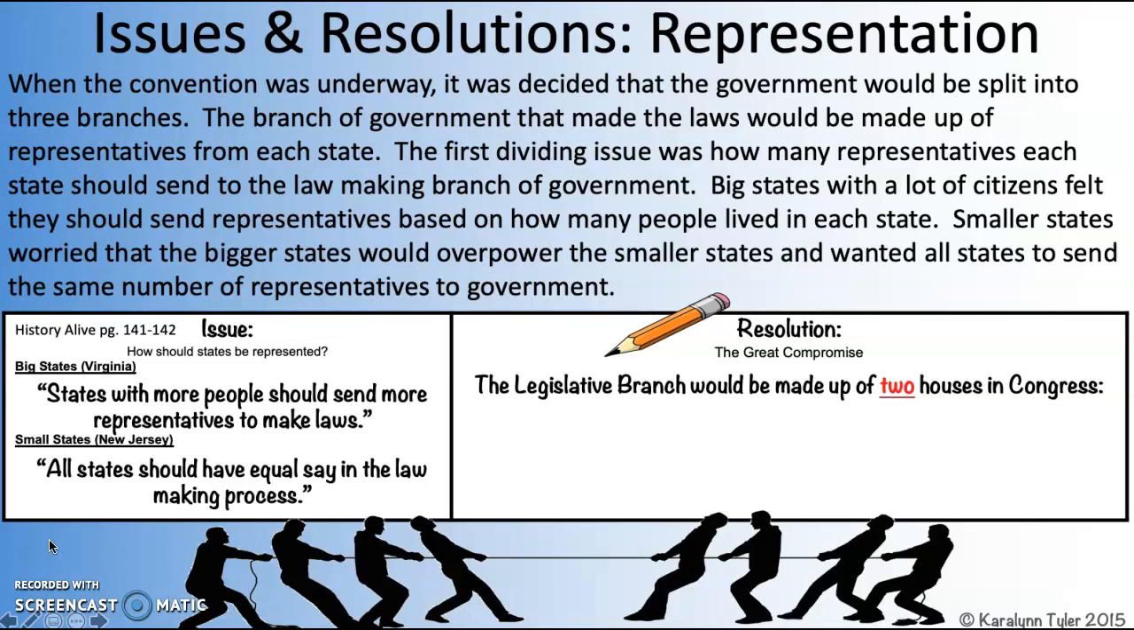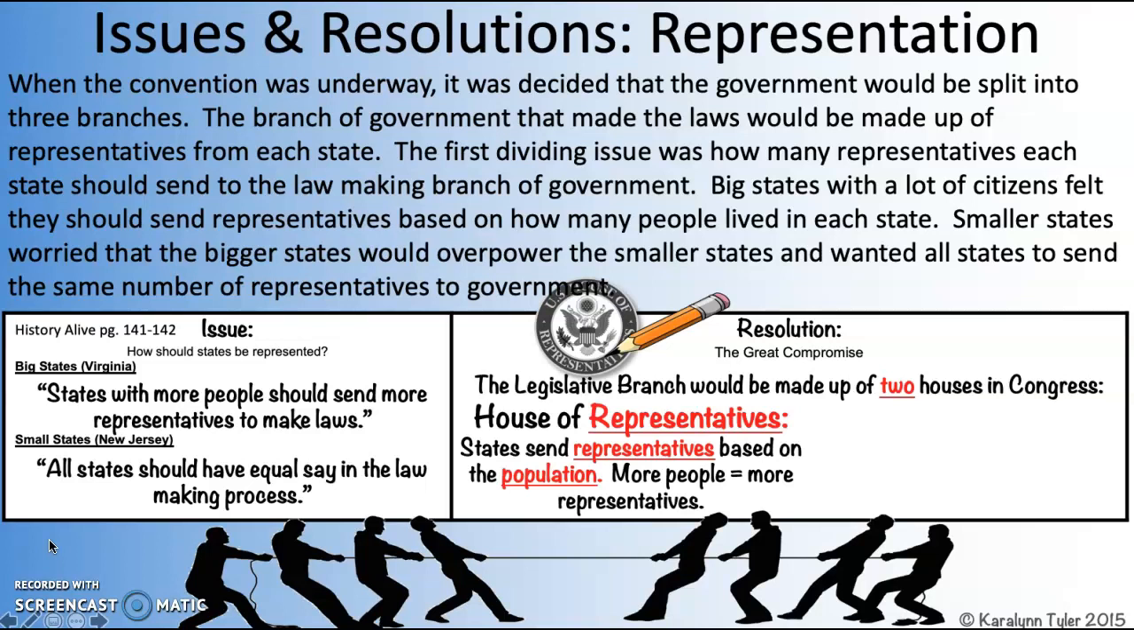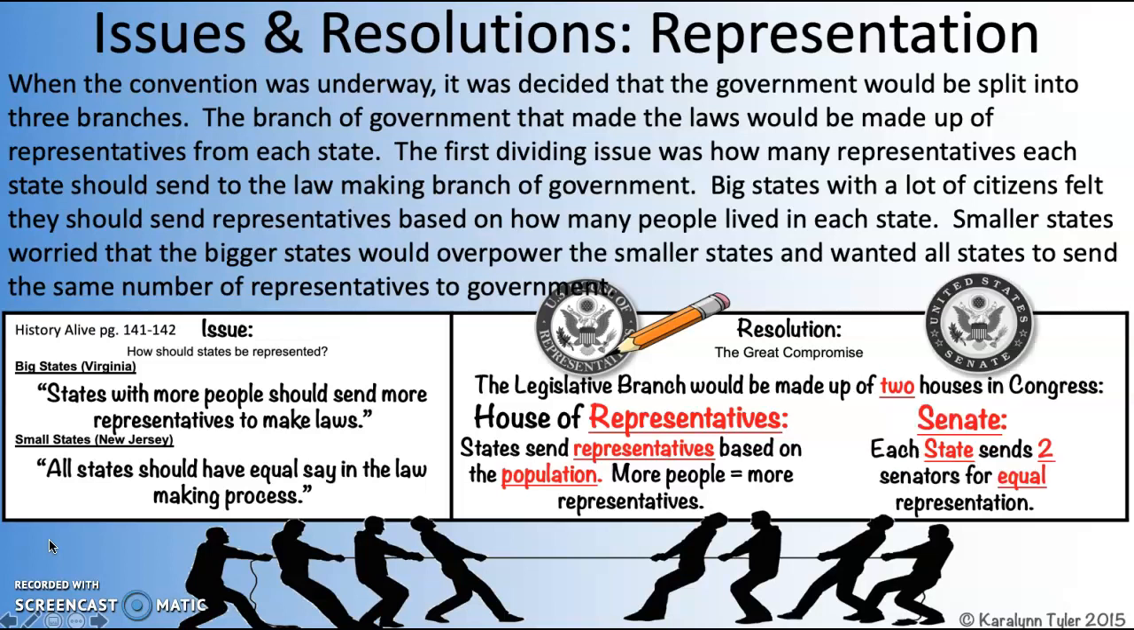The front wheel is going to be the House of Representatives. This is going to be based on population. So the more people that live in your state, the more representatives your state will get to send to the House of Representatives, that part of the lawmaking body. And the back wheel is going to be the Senate. This is going to be equal representation, so every state is going to get to send 2 senators. Now in Minnesota, we have 8 representatives and 2 senators, just to give you an idea of what that looks like today.